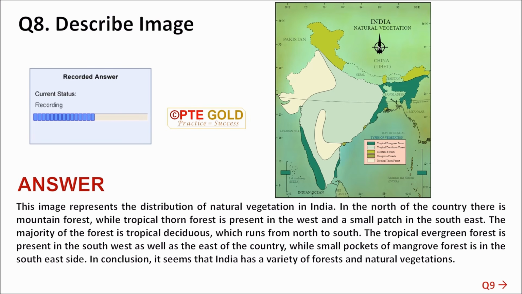The tropical evergreen forest is present in the southwest as well as the east of the country, while small pockets of mangrove forest are in the southeast side. In conclusion, it seems that India has a variety of forests and natural vegetations.